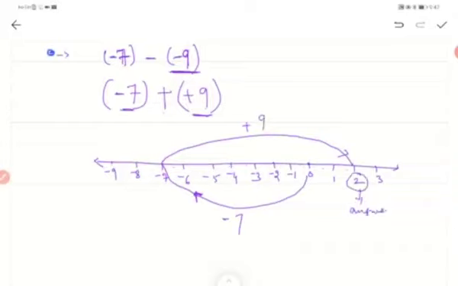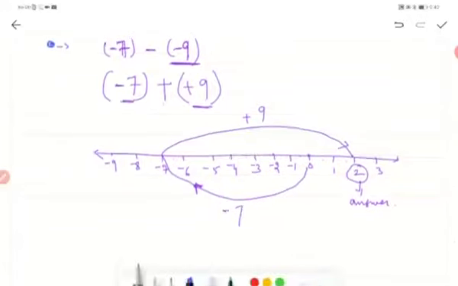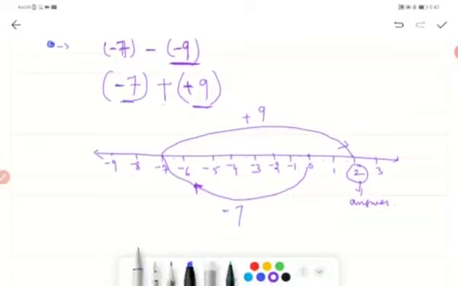Is my answer correct? Minus and plus, that means you will do 9 minus 7, that is how much? 2, right? And what is the sign? Since between 7 and 9, 9 is the bigger number, the sign of this number is what? Positive. So my output will be positive. So I got the positive output from the number line also.